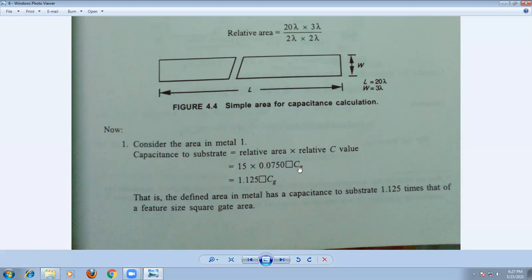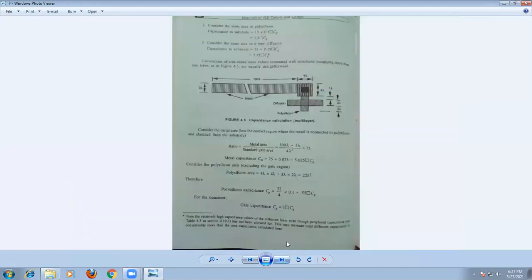Try to calculate in 2 micrometer technology, also in 1.2 micrometer technology. Assume the same area, and find the metal to substrate capacitance, poly to substrate capacitance, and diffusion capacitance in 2 micrometer technology and 1.2 micrometer technology. Try to solve this one. Don't confuse, in the same process you can calculate the value, right? So next, we'll go to the next topic.